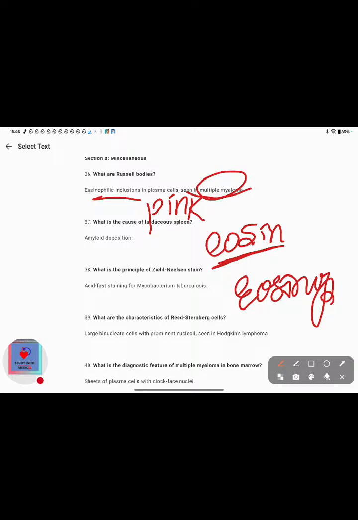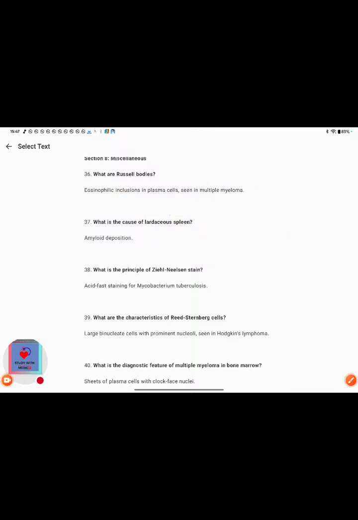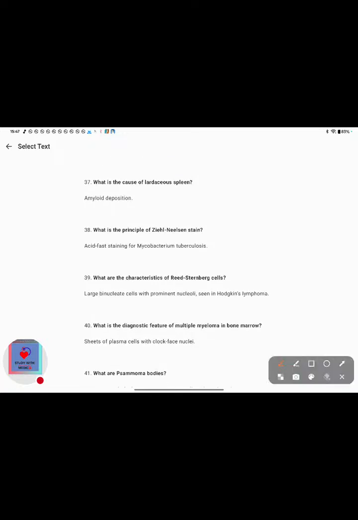Okay. What are the types of lardaceous spleen? Lardaceous spleen seen because of amyloid deposition. Because of amyloid deposition, there is a lardaceous spleen.